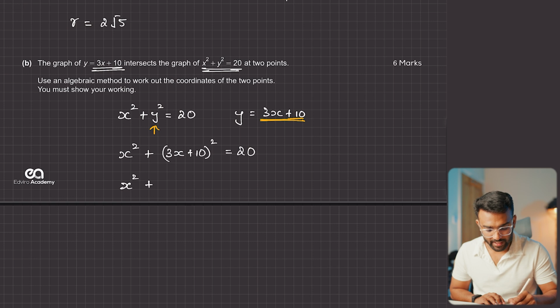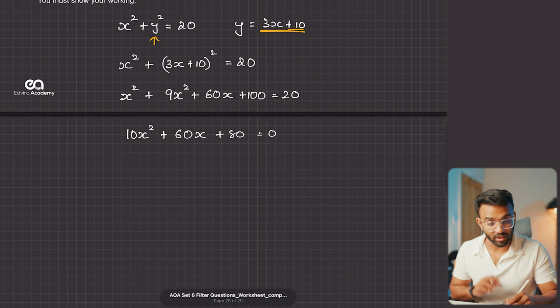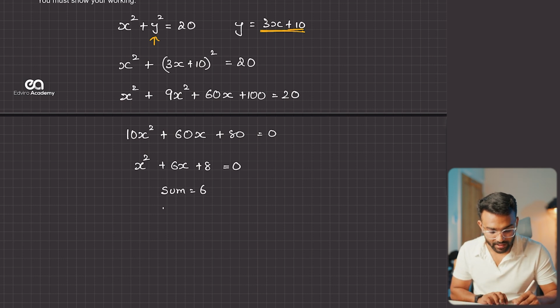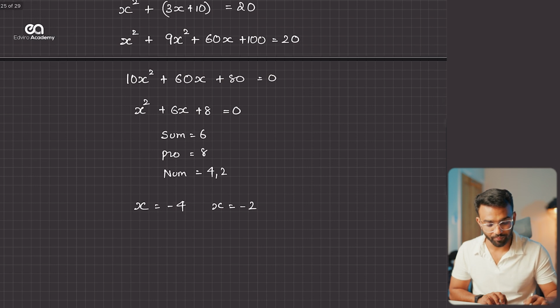Expand the bracket. x square plus 9x square plus 60x plus 100 equals 20. This is 10x square plus 60x plus 80 equal to 0. Dividing it by all 10, we will have x square plus 6x plus 8 equal to 0. Sum is 6. The product is 8. Numbers are 4 and 2, which means the value of x is equal to negative 4 and x is equal to negative 2. We worked that out.